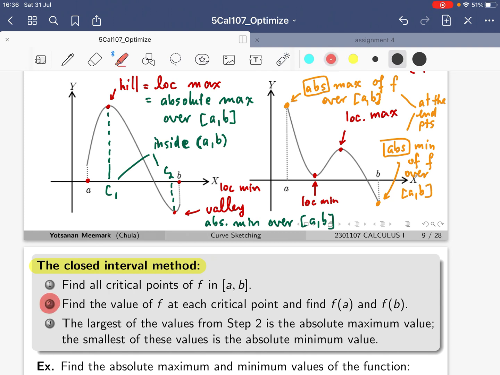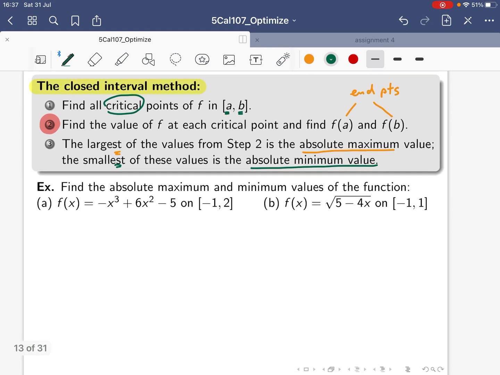Number two is a comparison of the value of the function f at each critical point and also the endpoints, the endpoints a and b of your interval. The largest value corresponds to the absolute maximum, and the smallest value corresponds to the absolute minimum. So you don't really need to do any first derivative test or anything. Compare the critical points as well as the two endpoints, then you can immediately determine the absolute max and the absolute min.